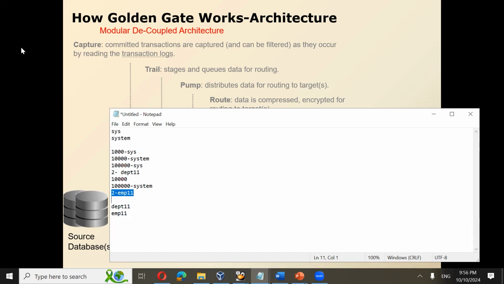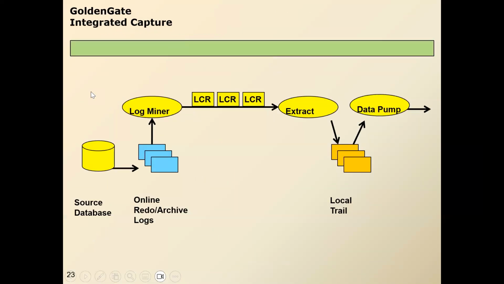Now, integrated capture. How does integrated capture work? Remember one thing, GoldenGate only captures application data. It cannot capture your sys system data at all. Now, how does your integrated extract work? The integrated extract concept is different. The concept of integrated extract is that you have a source database which has its own transaction logs.